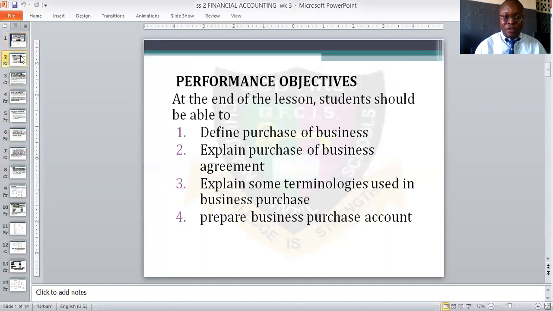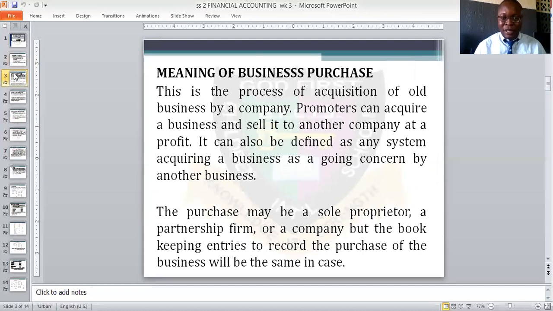Then let me introduce the lesson objectives. At the end of the lesson, students should be able to define purchase of business, explain purchase of business agreement, explain some terminology used in business purchase, and lastly, prepare business purchase account. So let us look at what business purchase account is all about.